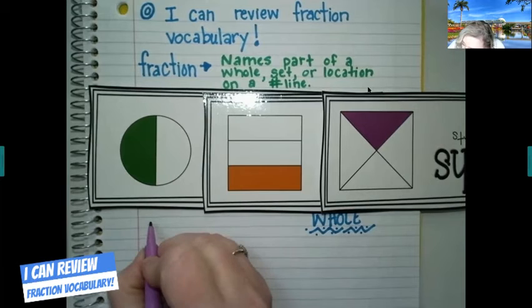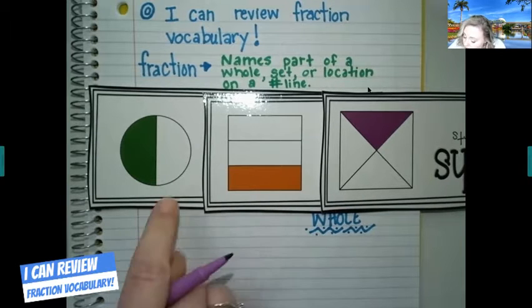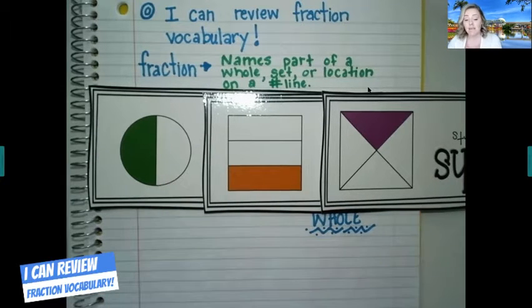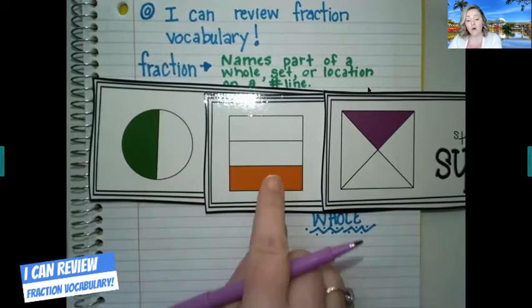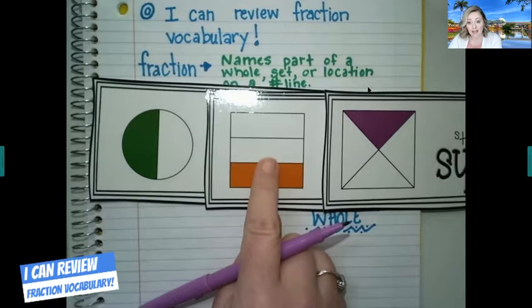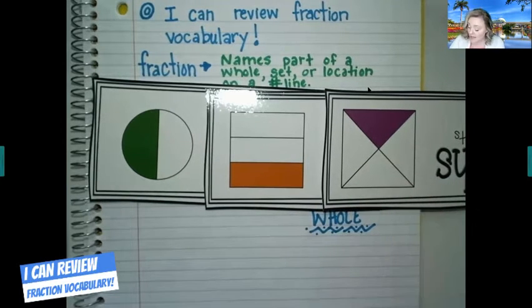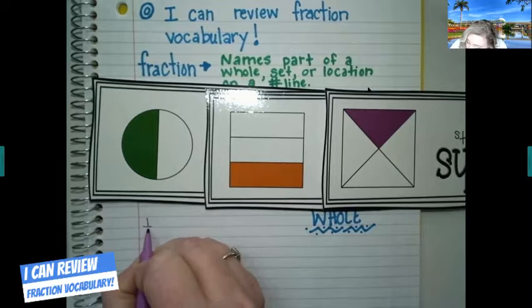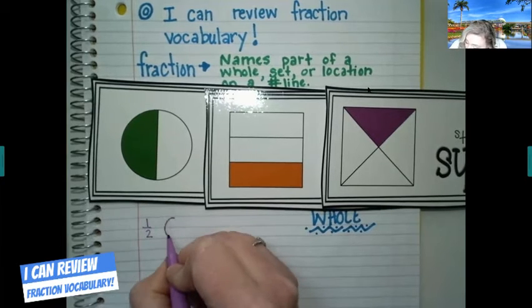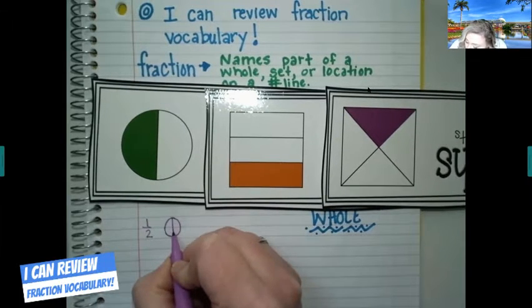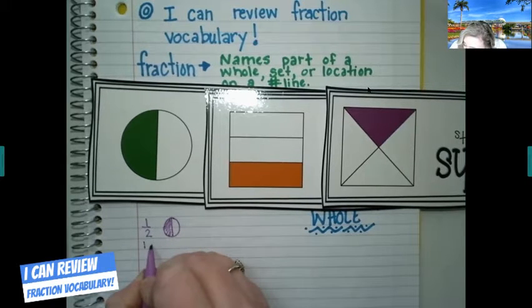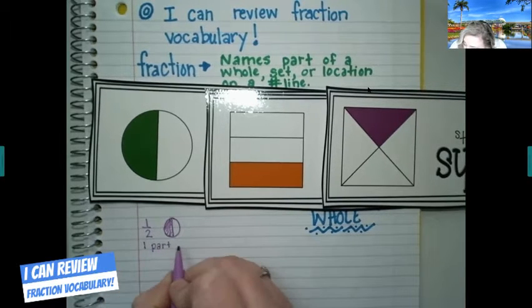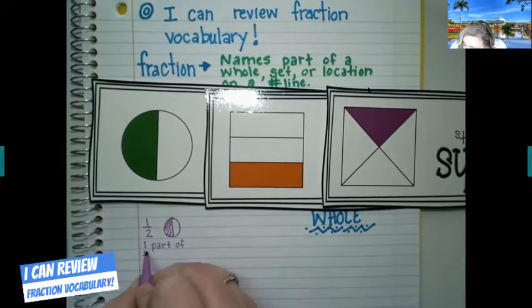So I'm going to draw, first of all, I should tell you that these are naming fractions of a whole, because you see there's one whole here. We're naming one part out of the whole, 1 out of 3 in the whole, and 1 out of 4 in the whole. So I could name 1/2. I'm going to show you a model on my paper. Just draw that circle and shade in 1. And this is 1 part of the whole.